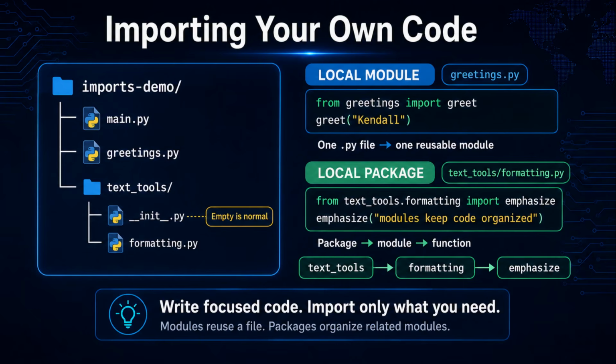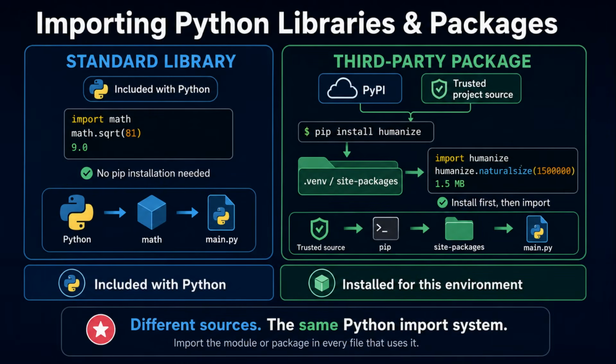Modules let us reuse code from individual Python files. Packages keep related modules organized as a project grows. In either case, write focused code, use meaningful names, and import only what the current file needs. Python's standard library contains modules that are installed along with Python itself. In our demonstration, math came from the standard library, so no pip installation was necessary. We imported the module with import math and used its namespace to call math.sqrt, the square root function.